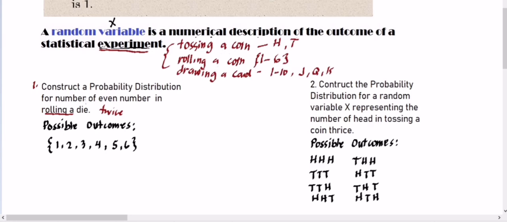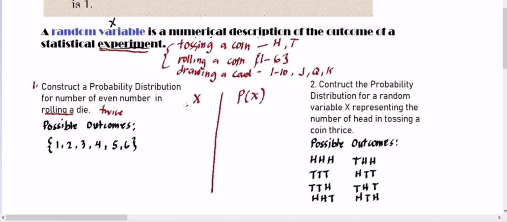Gawa natin to ng probability distribution. Ito yung unang step natin. Gawa tayo ng table. Sa column 1, meron tayong random variable x na ilalagay. So, lagyan dito x. Then, second column, lagay tayo ng P of x. Yan yung pangunahing ilalagay ninyo. Si x, random variable. P of x is our probability.